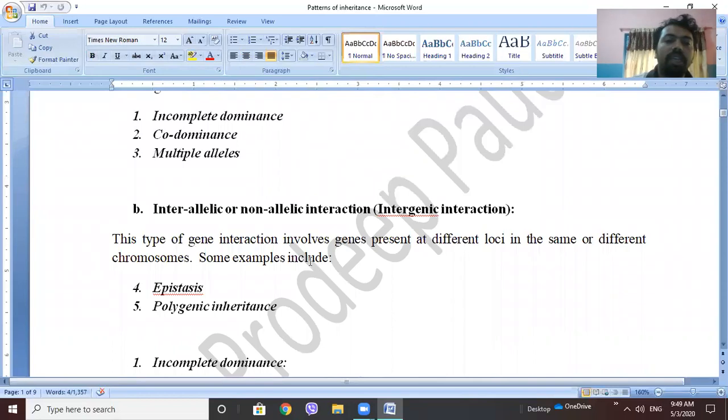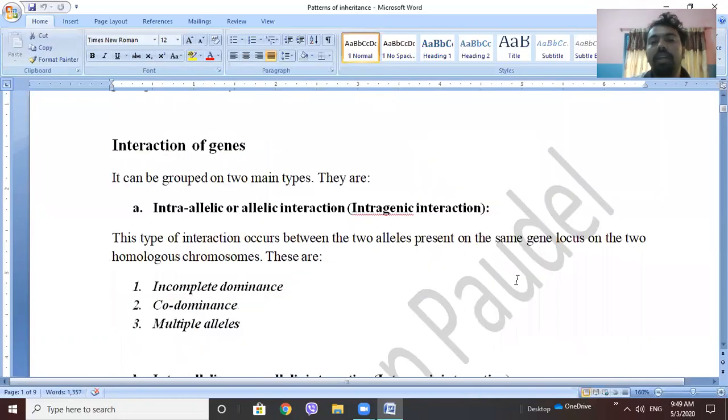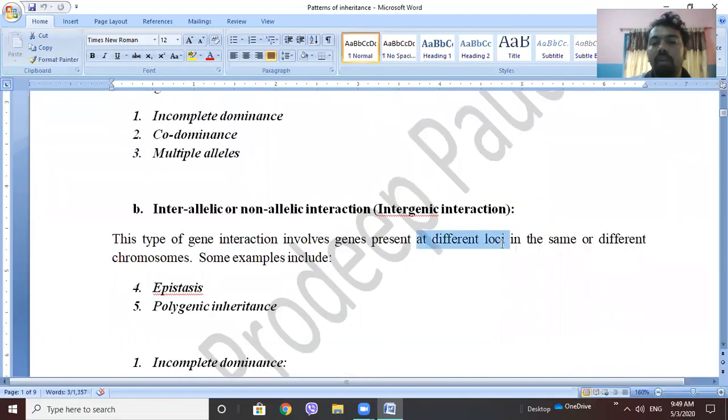So the next type of genetic interaction is inter-allelic or non-allelic, and we can also call it intergenic interaction. Here, the interaction is not on the same gene, but you have to look at different loci. So there it is the same gene locus, and here we have different loci. It can be on the same chromosome, or the chromosomes can be different, and the examples include epistasis and polygenic inheritance, which we are going to talk about in today's lecture.